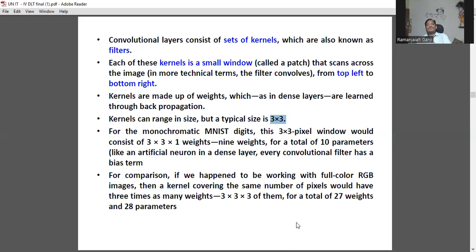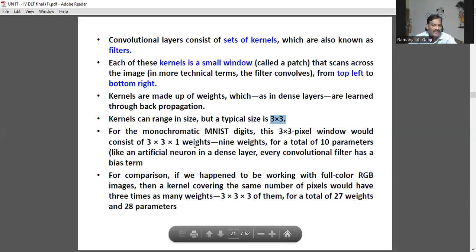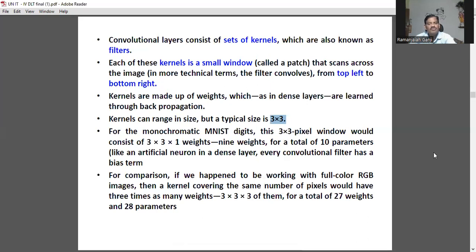For a monochromatic MNIST dataset, this 3 by 3 pixel window would consist of 3 into 3 into 1 weights, that is 9 weights, for a total of 10 parameters. For comparison, suppose we are working with full color RGB, red, green, blue images. A kernel covering the same number of pixels would have 3 times as many weights, 3 into 3 into 3, that is totally 27 weights and 28 parameters.